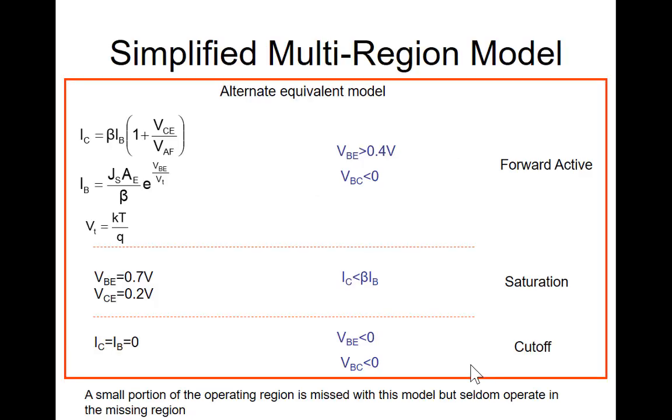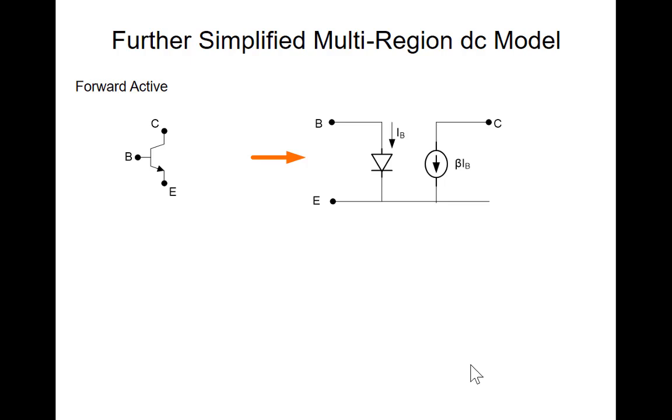Here's an alternate equivalent model. Notice that the collector current is about beta times the base current. So instead of having the exponential term in here, we can just say the collector current is beta times the base current times 1 plus VCE over VAF. So either expression should be adequate. They're the same.